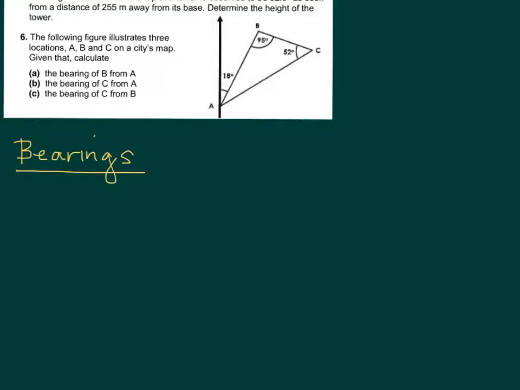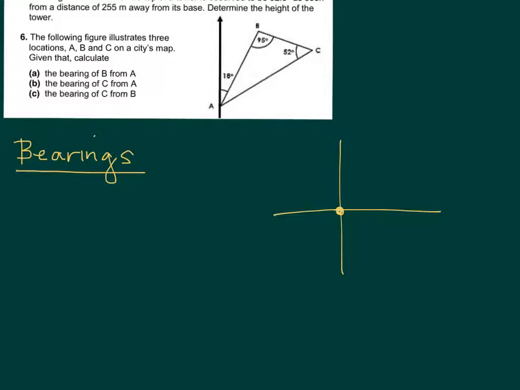The following figure illustrates three locations A, B, and C on a city's map. Given that, calculate the bearing of B from A, the bearing of C from A, and the bearing of C from B.